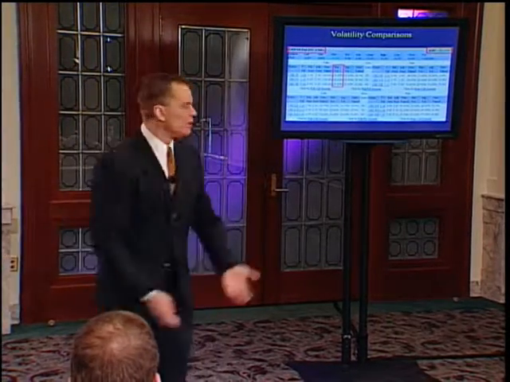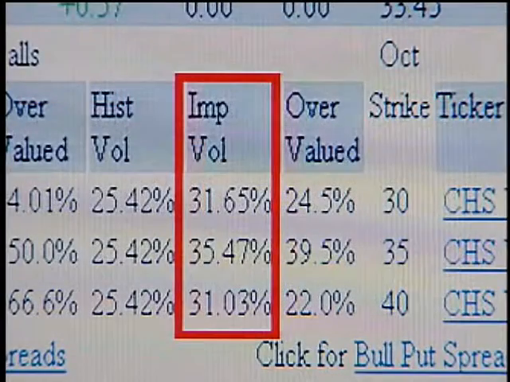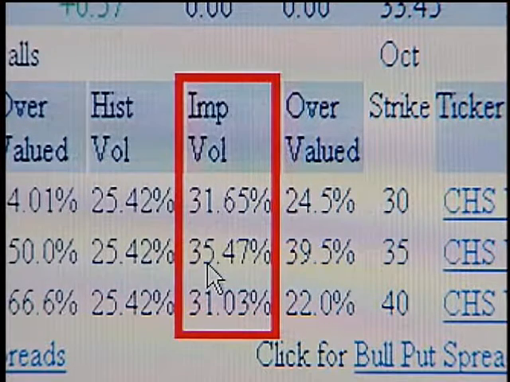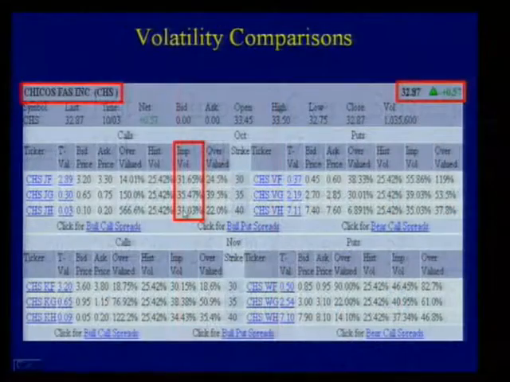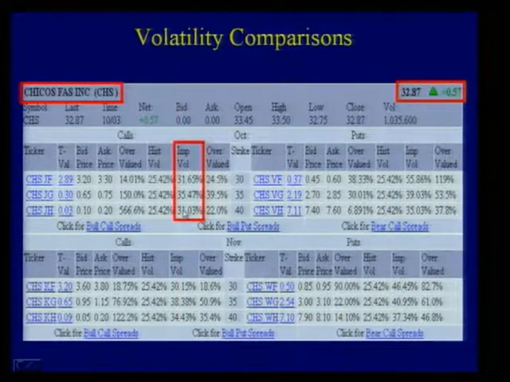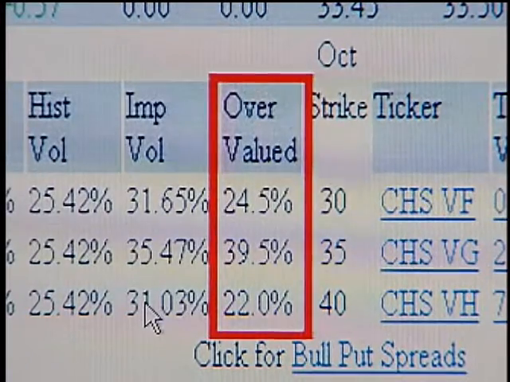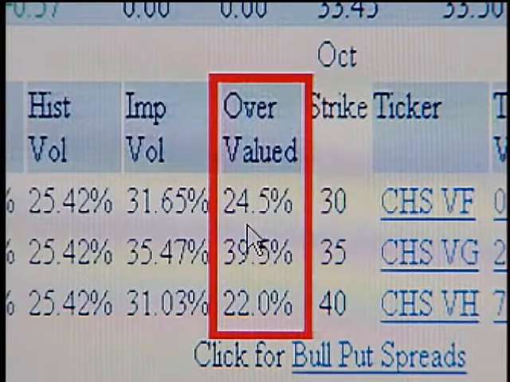Okay, now let's look to the future. Let's find out what it's implied to do. Well, the implied volatility in these options, this one right over here is 31%. This one right over here is 35%. This one right over here is 31%. Well, let's find out, is this over or undervalued? You go over just to this column right over here, and you can see whether that option is over or undervalued.